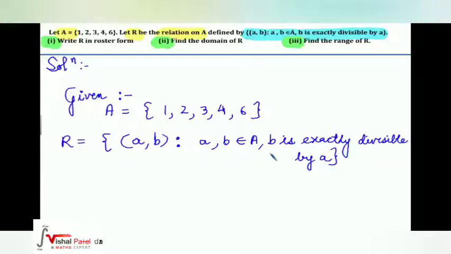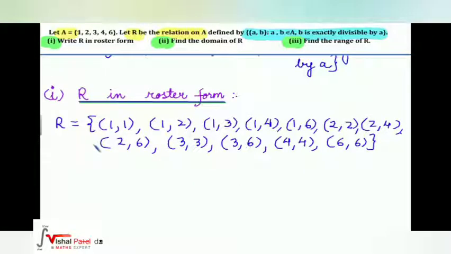That means your relation is a with b, where you have to take both a and b from A, and b is exactly divisible by a. So relation in roster form is equal to (1, 1), (1, 2), (1, 3), (1, 4) and (1, 6). All are divisible by 1. Now (2, 2), (2, 4) and (2, 6) are the only ones where b is divisible by a, and (3, 3), (3, 6), (4, 4) and (6, 6). So this is your answer in roster form because b is divisible by a.